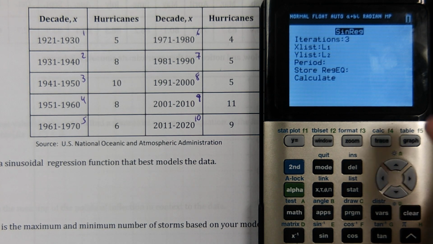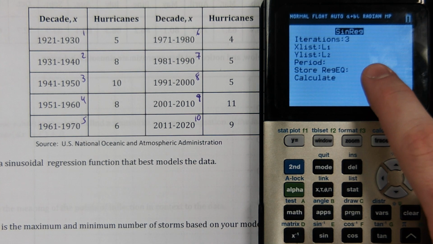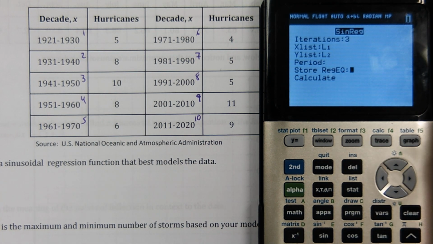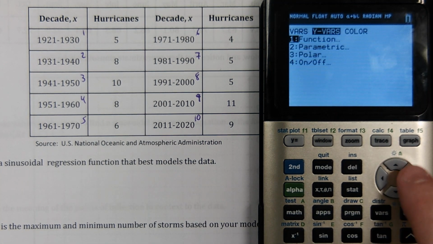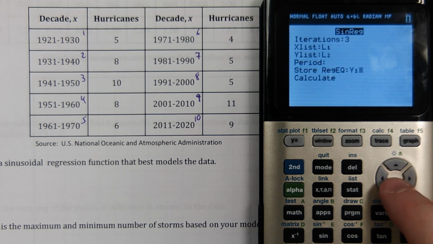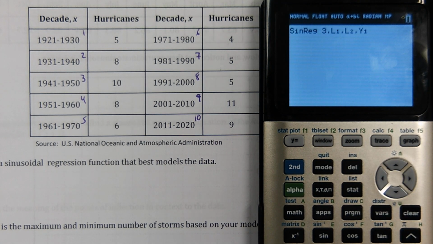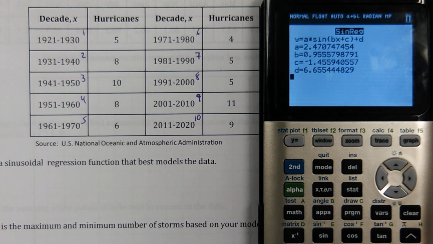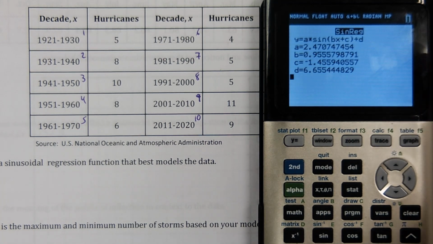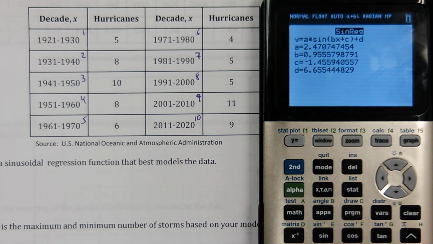So what I'm going to do is store my equation because I want to graph it and see how it lines up with those dots. So vars, y vars, function, y1, calculate. There. So I've got a trig regression. Now I'm going to hit graph on this after I answer this phone call.